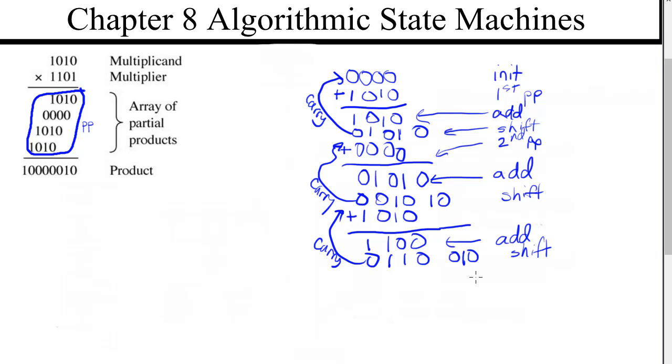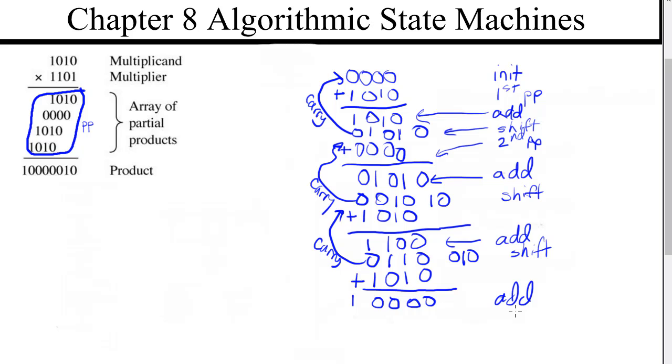All right, shift. And now I'm going to write down my fourth partial product, which is a 1, 0, 1, 0. And now I'm going to add. So that 0 plus that 0 is 0. 1 plus 1 is 0. Carry the 1. 1 plus 1 is 10. Carry the 1. 1 plus 1 is 10. And then there's a carry. Wow. Okay, so that was my add.